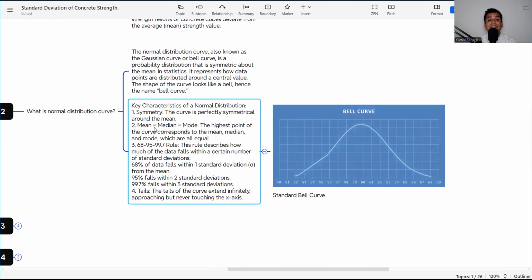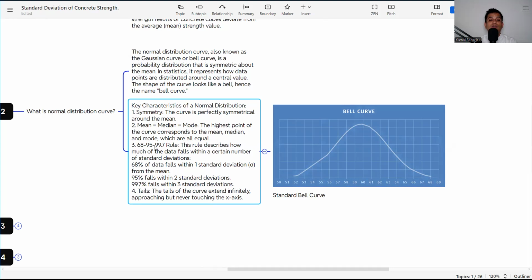So what are the key characteristics of the normal distribution curve? The first is symmetry. The curve is perfectly symmetrical around the mean. So what is the mean? See here, it is the maximum point. Here itself is the symmetry, so the bell curve always gives a symmetric result. Then mean, median, mode. The highest point of the curve corresponds to the mean, median, and mode, which are all equal.